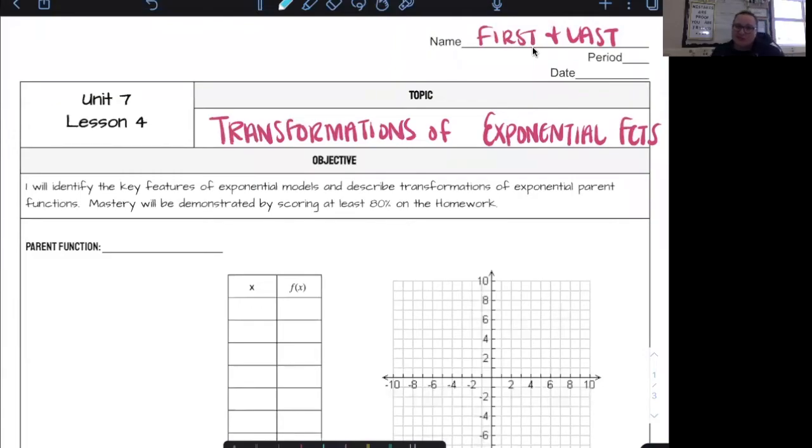So today we're going to be doing Unit 7, Lesson 4. Don't forget to put your first and last name, period, and the date in the upper right-hand corner. Our main topic is transformations of exponential functions.